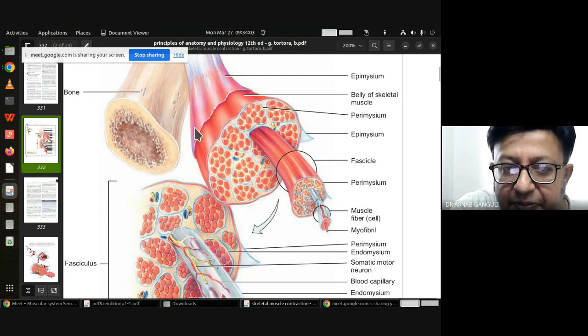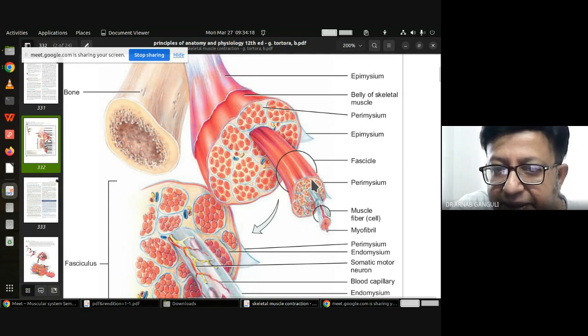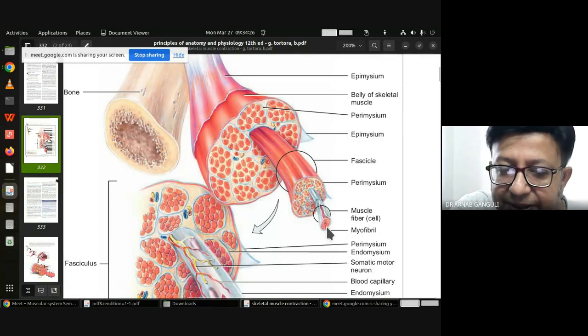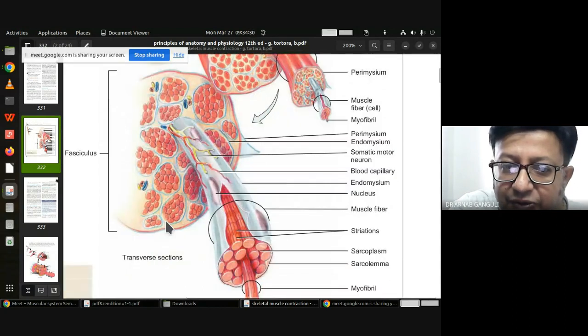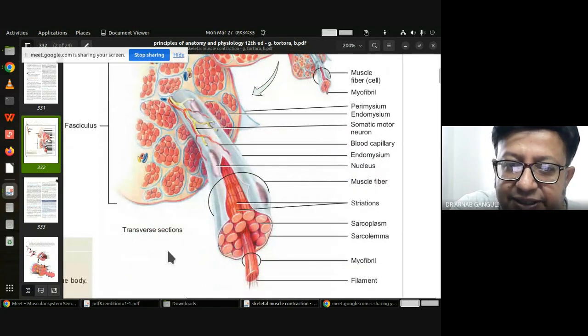From the tendon comes the epimysium. From under the epimysium, the muscles start. And you have little bundles here. And this one bundle is one fascicle that has an outer covering, perimysium again. And then from there, you have muscle fibrils coming, myofibrils.